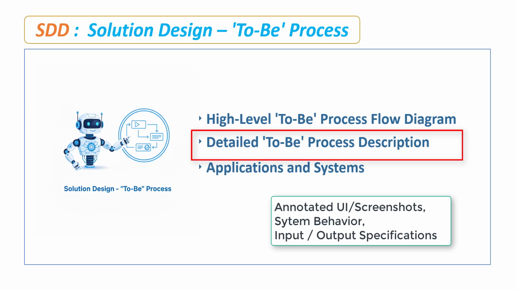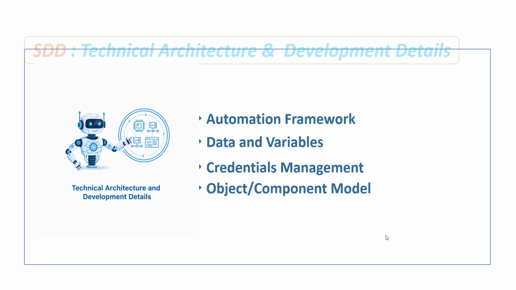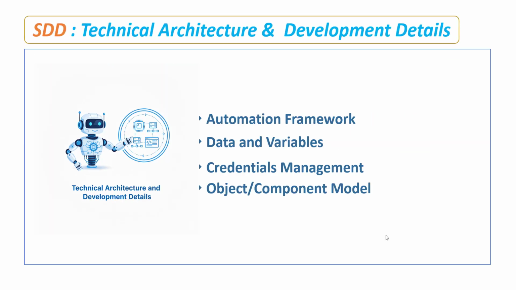Coming to the next subsection, that is Applications and Systems, which is a list of all target systems or applications involved, including their versions, locations, such as local machine name, network drive, URL, and their required access or credentials. Coming to the next section, that is Technical Architecture and Development Details.